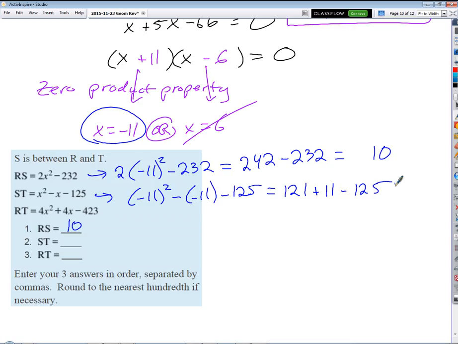When all the dust settles, if I add those up, I get 132 minus 125 equals 7. So if I've done this correctly, do I even have to plug in for RT? What's it gonna be? 17, right. And we could plug it in and verify that. But that's the answer. That would be a good way to check my work though, wouldn't it? If I plug in negative 11 using a calculator here, I better get back the answer 17 or something's wrong, right? Okay.